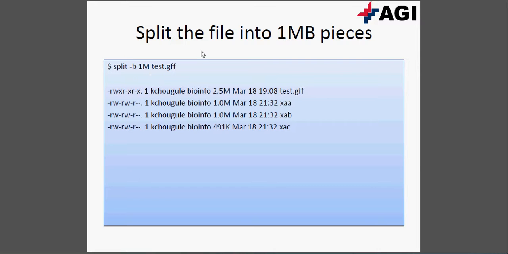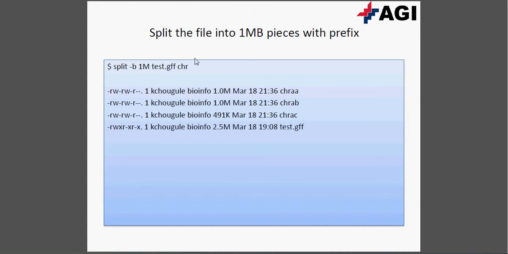Then I can use split to divide the file into the required file size that I want. So here I'm splitting the file into 1 megabyte pieces. For that I use the option -b followed by the size that I want the file to be split to. And here, as you can see in the output, I have three files beginning with X which are split into 1 megabyte pieces.